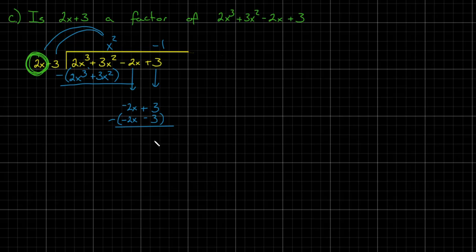Okay. Looking at this, what's the remainder then? 6. So what's the answer to our question? No, this was not a factor, and I did have a typo right here. That's okay. Okay, so therefore, no, 2x minus 3 is not a factor.